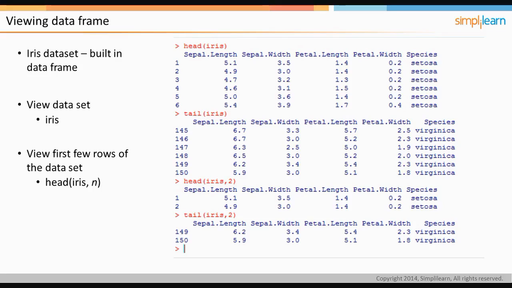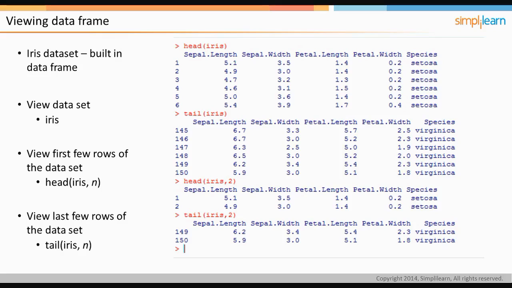The number of rows is an optional argument, and the default number of rows is 6. To view the last few records, the tail function is used. The syntax is similar to the head function: tail of dataset name, comma, number of rows.